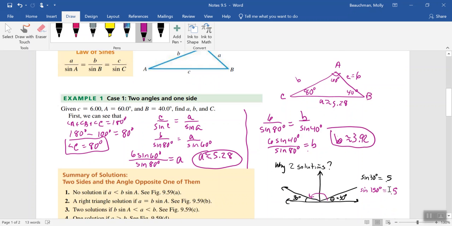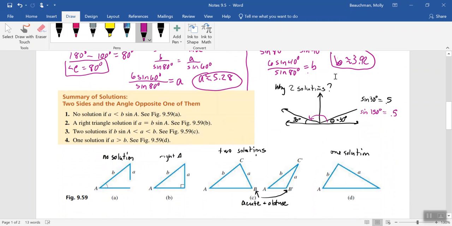So the second case where we can use the law of sines is if we have two sides and the angle opposite one of them. This is not as straightforward. What can happen if you're given two sides and an angle opposite is that there might be no solution, you might get one solution, a right triangle solution, and it might be possible that you get two solutions. So how can that happen?